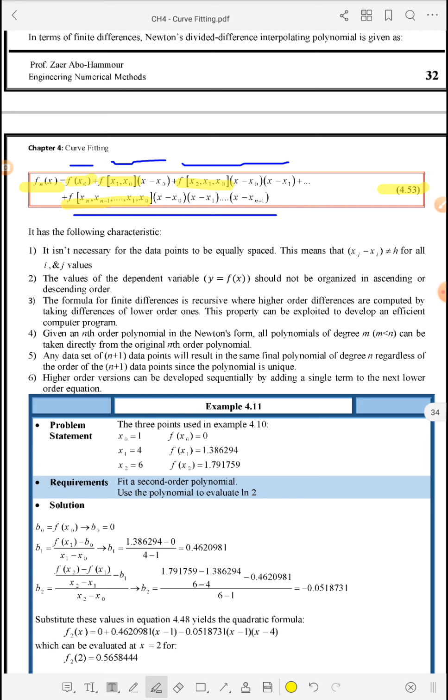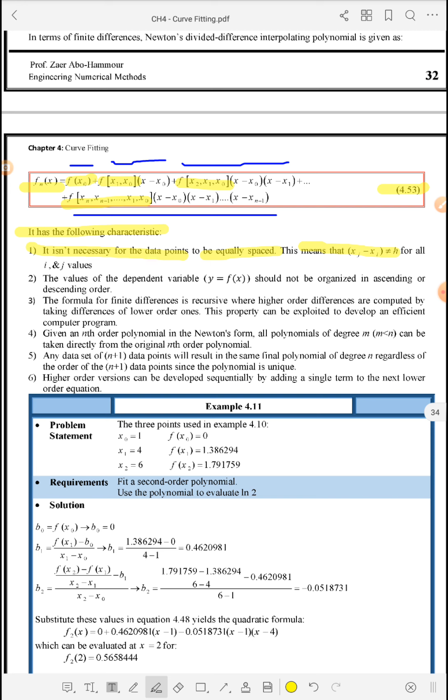So if we pay attention to this Newton divided difference, it has the following characteristics. Number one, the data points to be used are not necessarily equally spaced. What I mean by equally spaced is that the difference between any two subsequent data points is fixed, constant. No, it might not be equally spaced. So this means that if I have xi minus xj for any i and j values, it is not necessarily h. So this is the first notice.